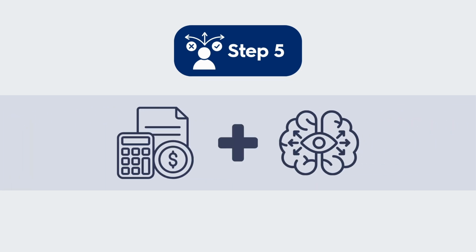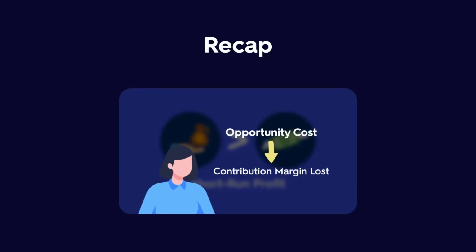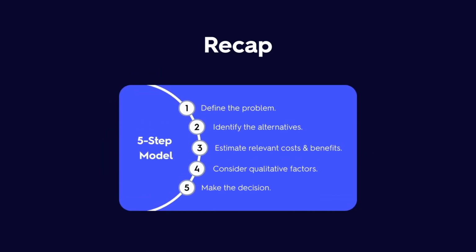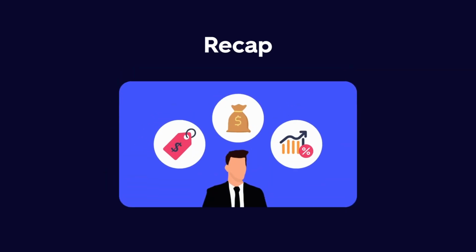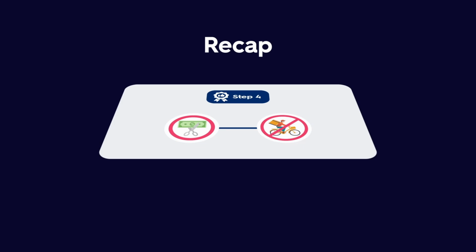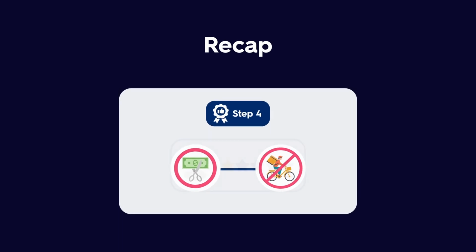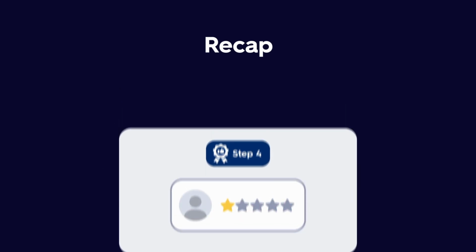They use both. To recap, short-run decision-making means choosing among alternatives with immediate impact. Use a step-by-step model. Focus on relevant costs and benefits, and never ignore qualitative factors that could affect the business later.